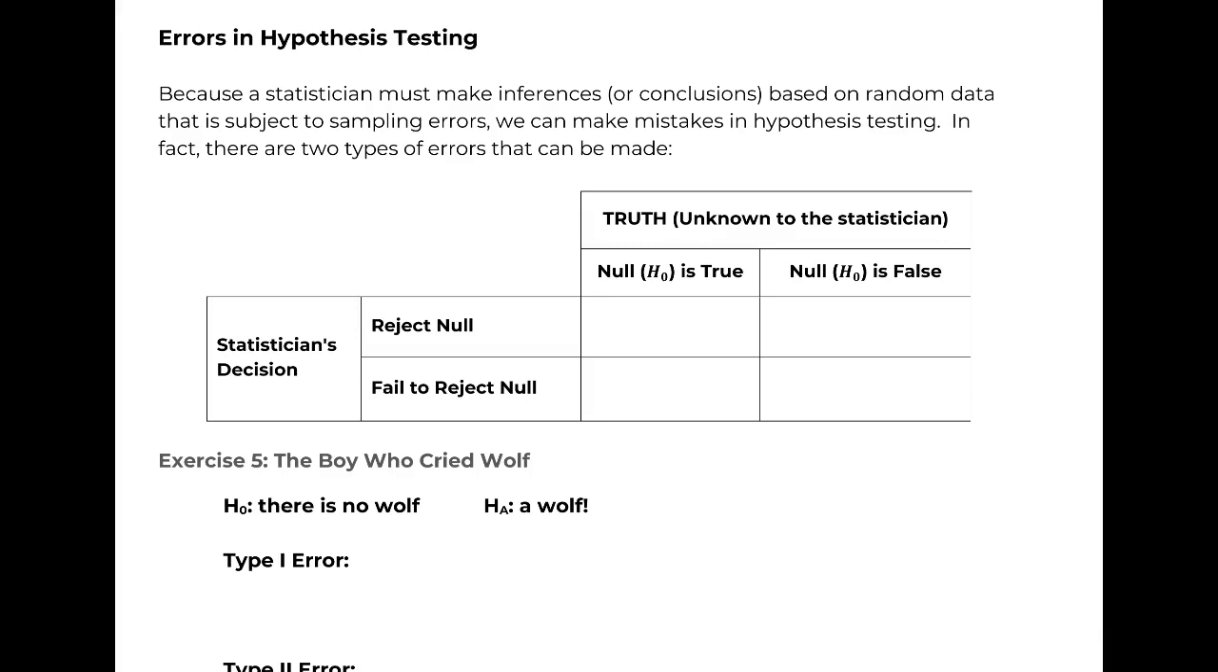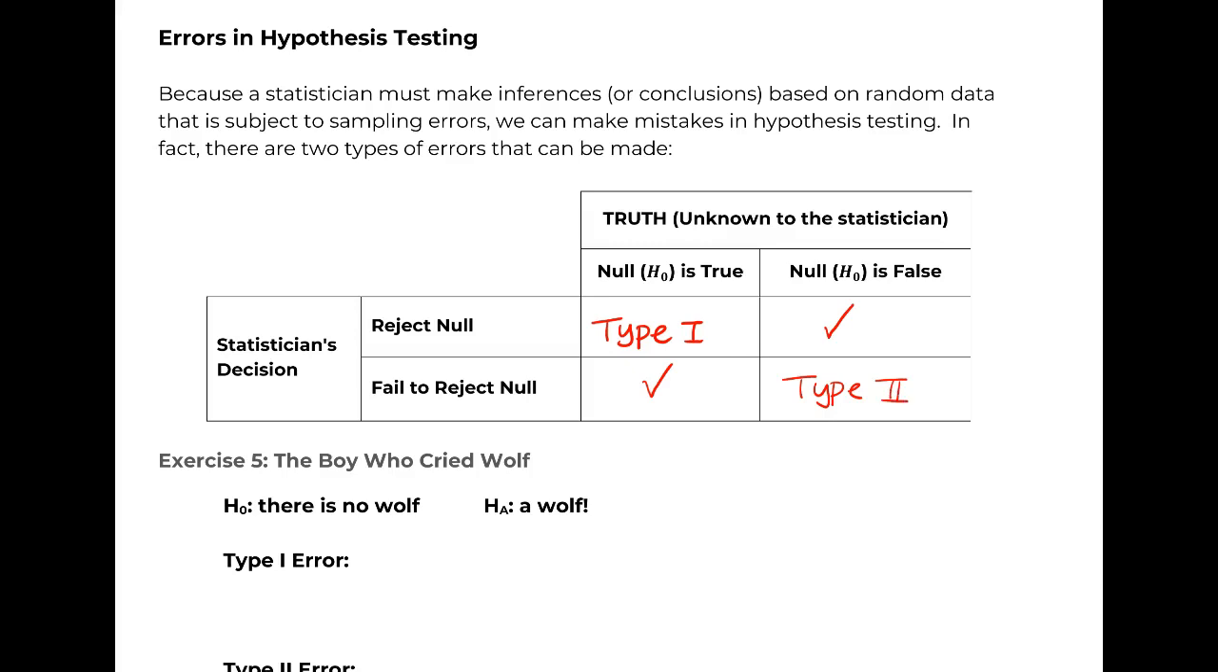So if we reject the null when it's actually true, that would be an error, and this is what we call a type 1 error. Rejecting the null when it's false is a correct decision. Failing to reject a true hypothesis is also a correct decision. And then failing to reject a false hypothesis is our type 2 error.